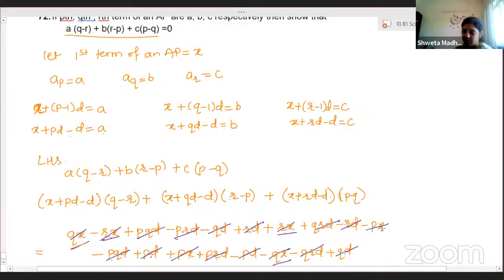After completing this, you can leave till 80. You can try the remaining questions. 8 questions are left. Try. If you don't get it, we will solve it tomorrow.